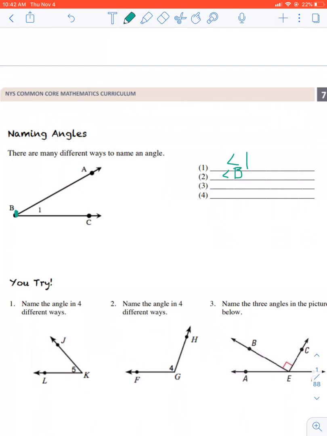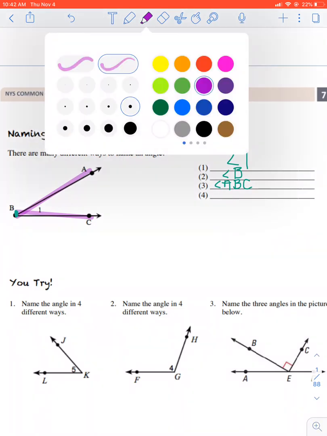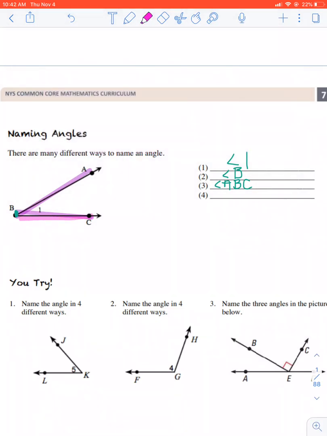And then we can use the actual points. I'm going to trace this. So we could start at A and go to B, then go to C. So A, B, C. Now we can go the other way. We could start at C and go to B, then A. So that one would be angle C, B, A. So there's 3 ways you can name an angle. Now I want you to pause this video and try numbers 1, 2, and 3 on your own. When you're done, just hit play so that you can check your answers.